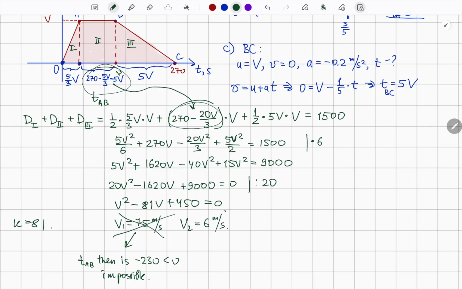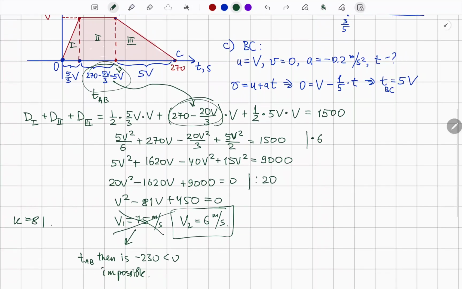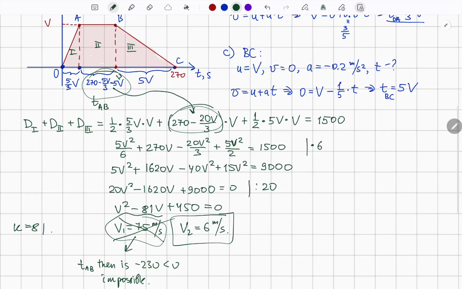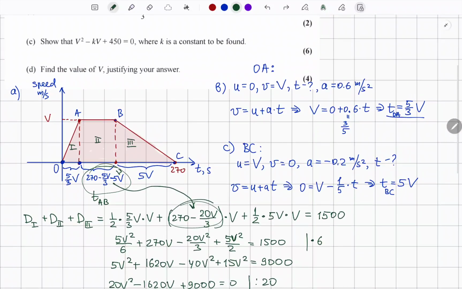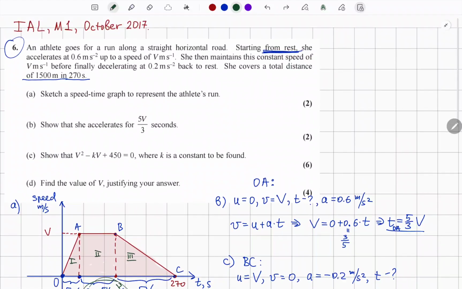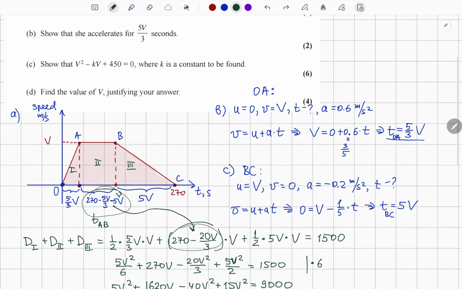So I get rid of this root. So V is equal to 6 meters per second. So this is my justification. This is an explanation why 75 doesn't work, because from the first sight it looks okay. So that's it. Very interesting problem, and it's of course typical on the M1 exam. So everything depends not only on your good knowledge of SUVAT, but also on your knowledge of geometry. So I hope it was useful for you. See you next time. Bye bye.